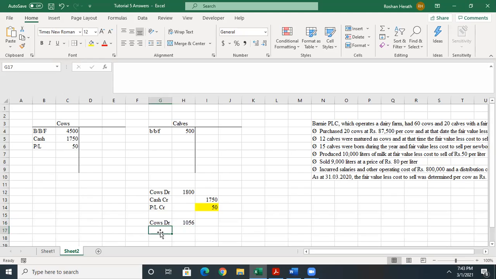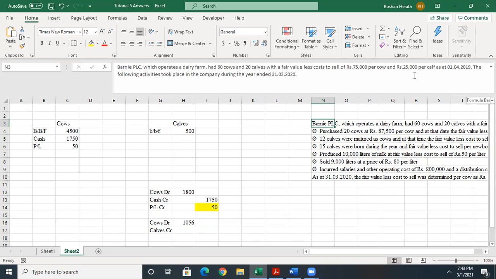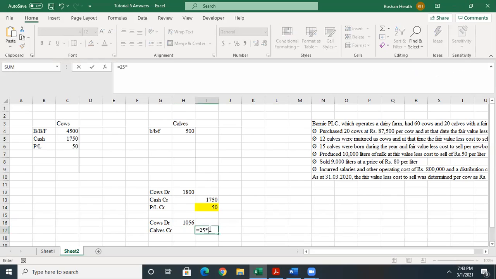But here also a particular value is there for these calves, right? So therefore you need to take it out of the calves at the carrying amount. Initially we had recognized them at 25,000 per cow. So 25,000 into 12 calves is 300. Hence here also it results in a gain, and how much is that? That is again the difference.